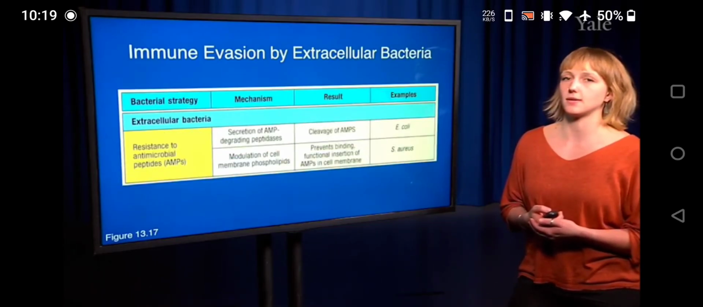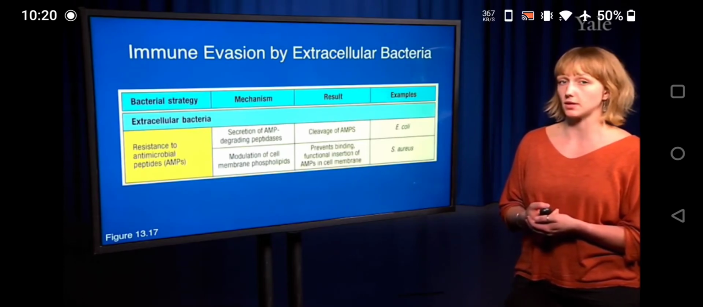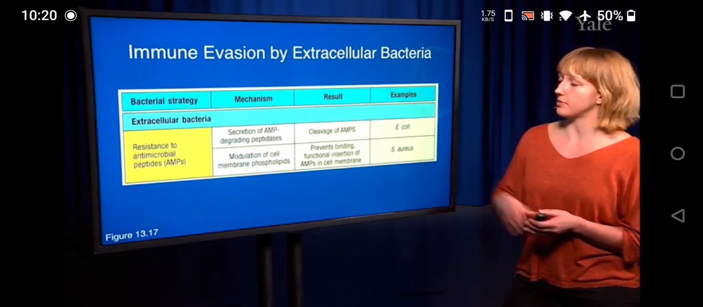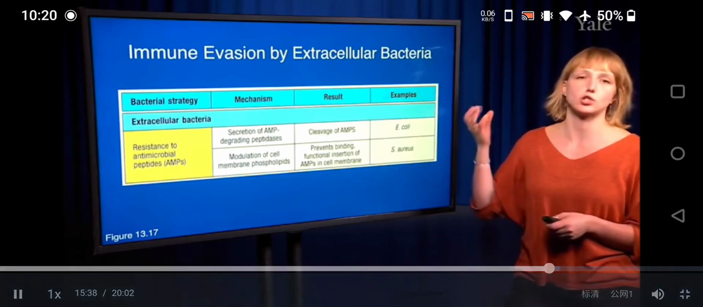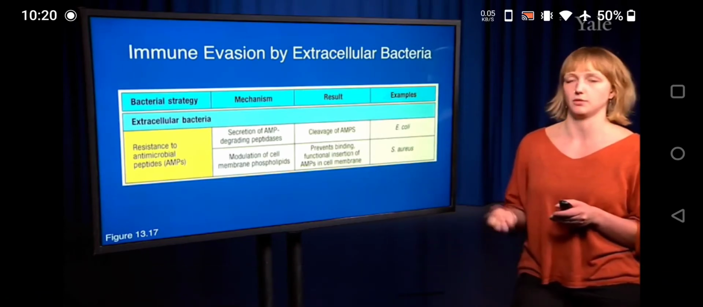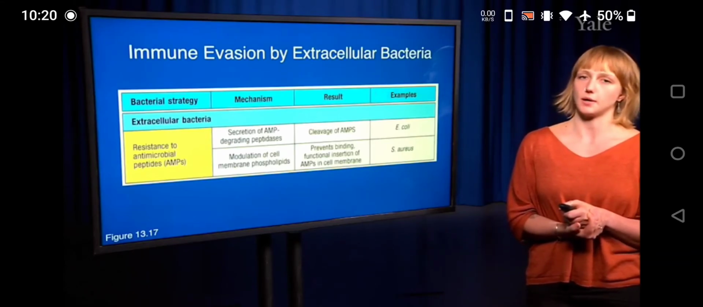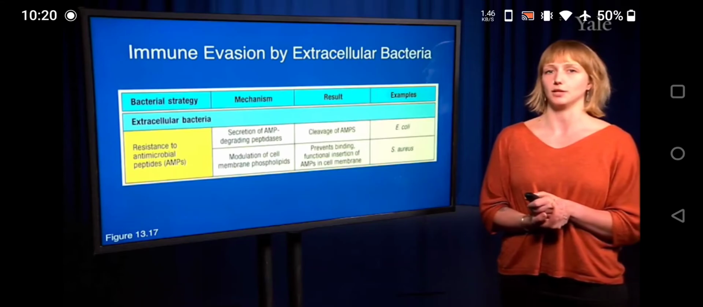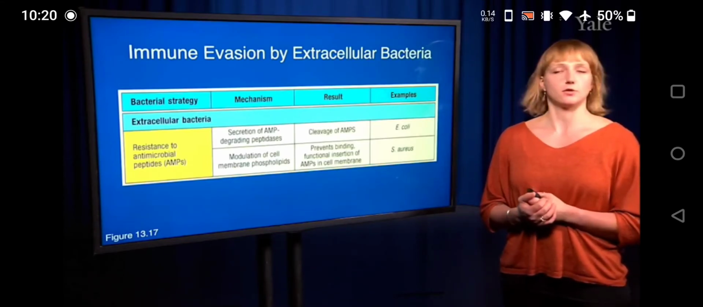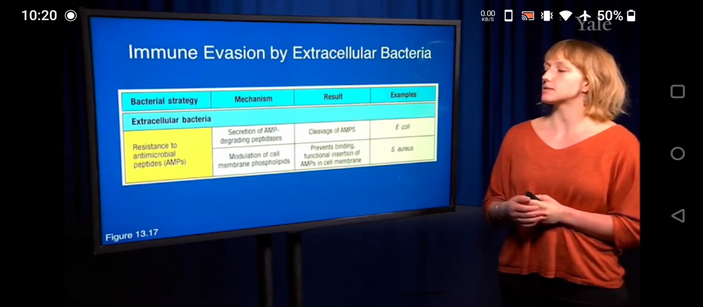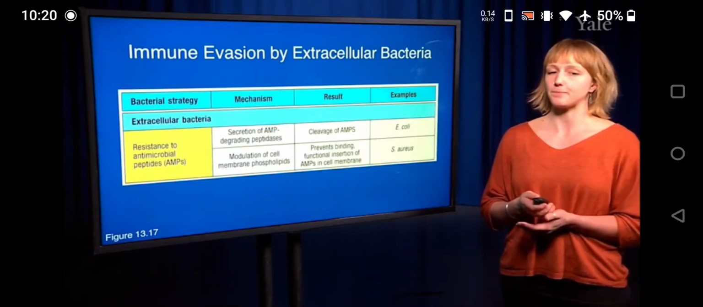In addition, extracellular bacteria evolve resistance to antimicrobial peptides, as intracellular bacteria do. So, for example, they cleave antimicrobial peptides, and they also prevent the binding and functional insertion of antimicrobial peptides into the cell membrane. If you remember from an earlier slide where we talked about the mechanisms of antimicrobial peptides, they mostly function at the cell wall surface. So many extracellular bacteria have evolved mechanisms to prevent antimicrobial peptides from interacting with their cell surfaces.